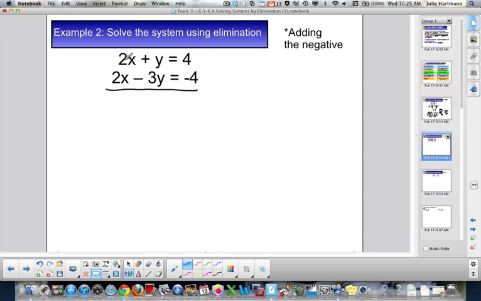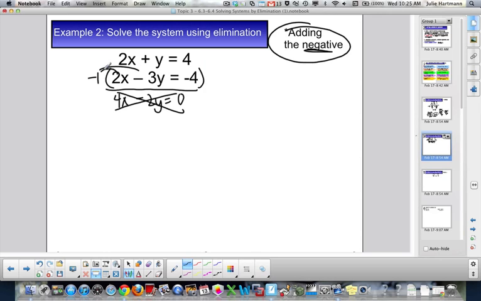If we add here, 2x plus 2x is 4x. Y plus negative 3y is negative 2y. 4 plus negative 4 is 0. We still can't solve, so that didn't work. In that case, we might need to multiply by a negative. If we take our second equation and multiply everything times negative 1, because if you multiply everything, it doesn't change the problem. The first equation stays the same. The second equation becomes negative 2x. Negative 1 times negative 3y is plus 3y. And negative 1 times negative 4 is plus 4.